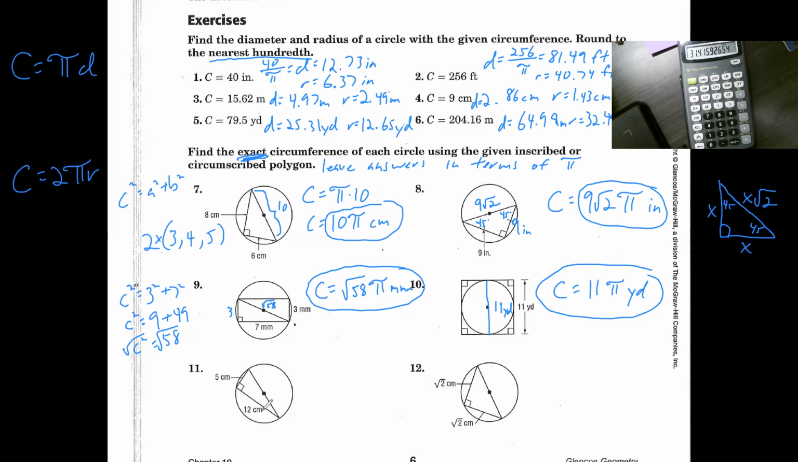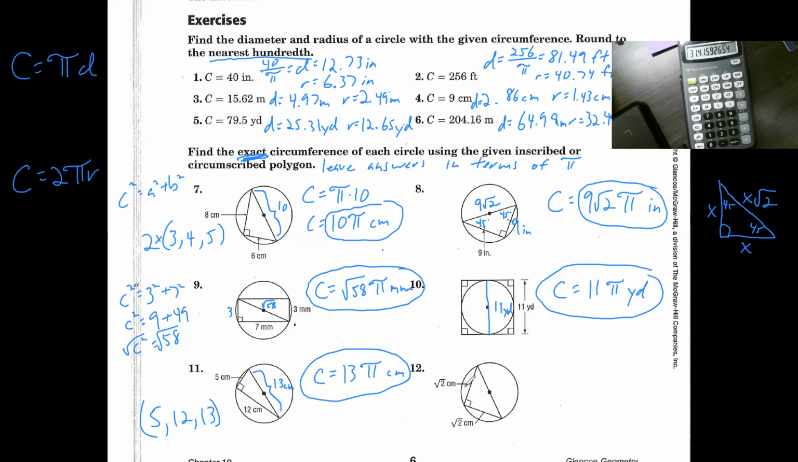Number 11, these two, we have a 5, we have a 12. Wait a minute, that's one of our triples. What's the missing side? So this whole side is 13. So we already know we have 13 centimeters as our diameter. And I'll write that off to the side. That's a triple, 5, 12, 13. Our circumference then is 13 times pi. And again, this was in centimeters. And there's no other work to be done.